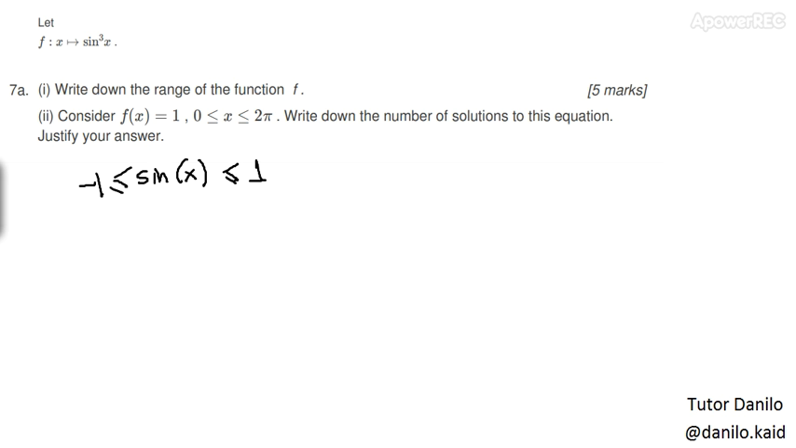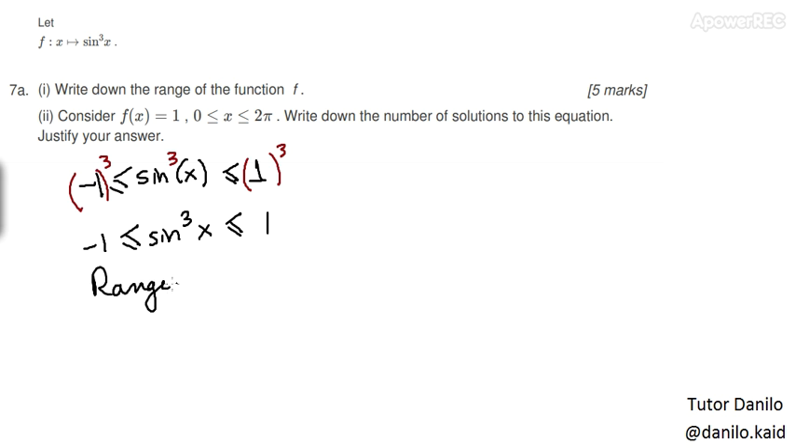And as you cube this expression, you do not change the range because -1 to the third power is the same and 1 to the third power is the same, so you eventually get -1 less than sine cubed of x less than or equal to 1. So you can say the range is equal to the set or the interval from -1 to 1, or you just write y between 1 and -1. Okay, this is the first.